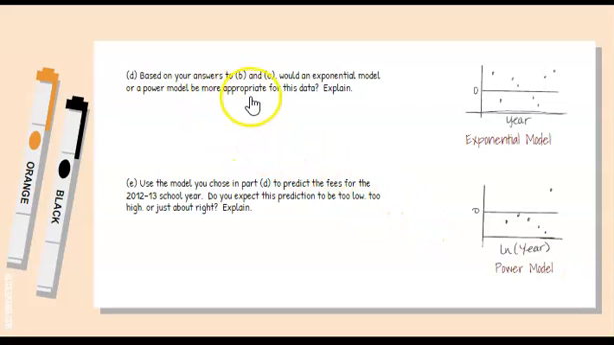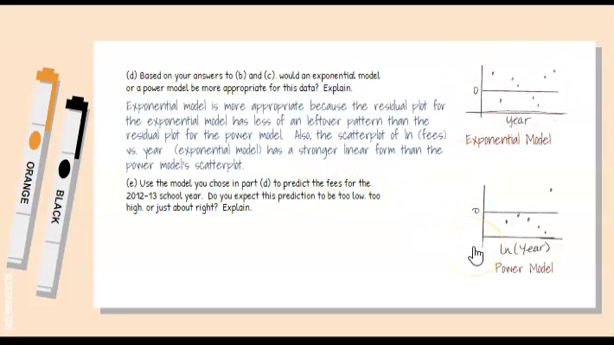So part D says, based on your answers to B and C, would an exponential model or a power model be more appropriate? So, like I said, the most important thing to look at is the residual plots of the different models. And you can see, like we just said, the power model has a leftover pattern, but the exponential does not. So, which model makes more sense, is more appropriate? The one with no leftover pattern. So I would say the exponential model is more appropriate because the residual plot for the exponential model has less of a leftover pattern than the residual plot for the power model. Also, the scatter plot of the natural log of fees versus the year, the exponential model, has a stronger linear form than the power model scatter plot.